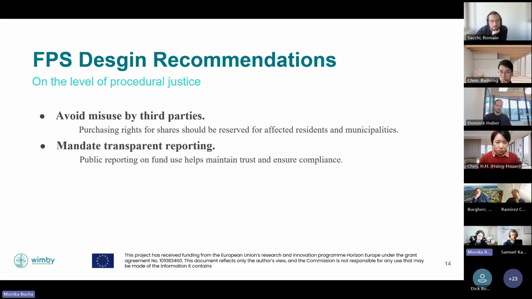Then transparent reporting should be mandated. If money is transferred to a municipality, the municipality should be obliged to also show how the money is spent locally, so to make sure that it really reaches the citizens.